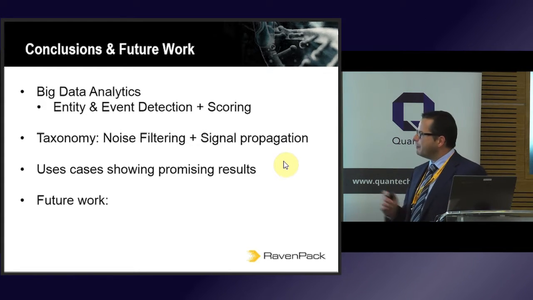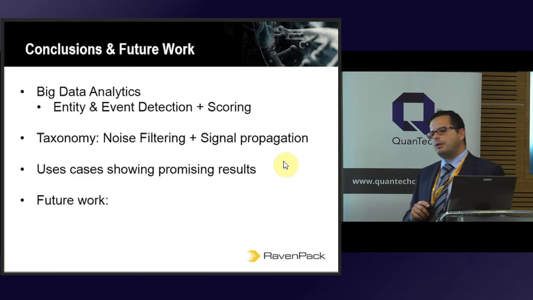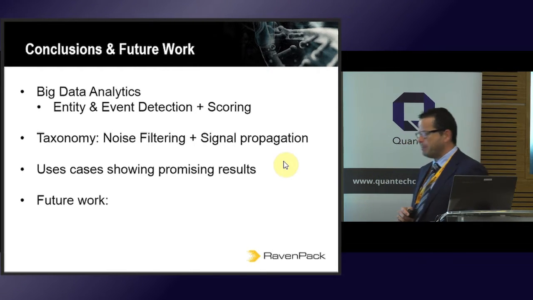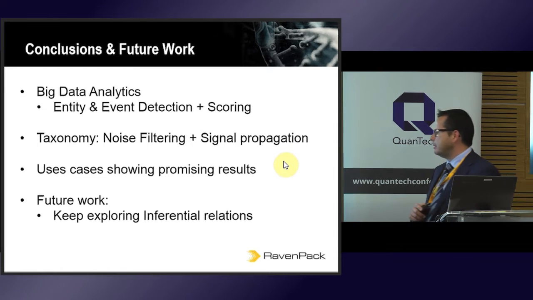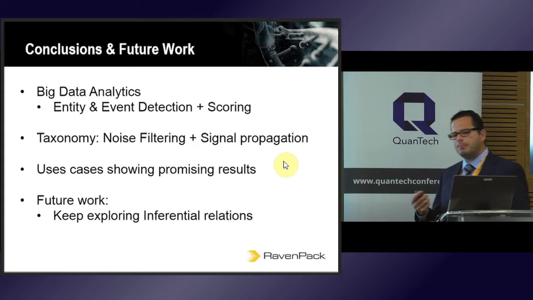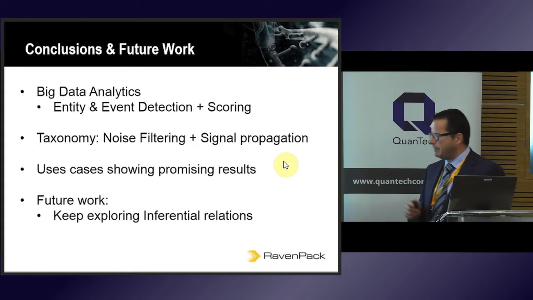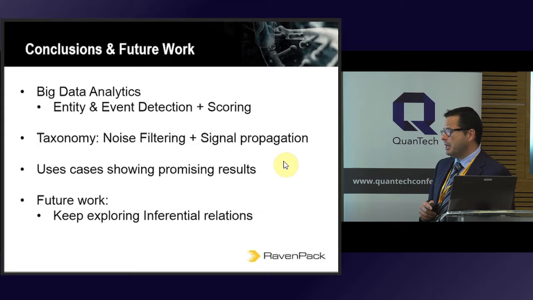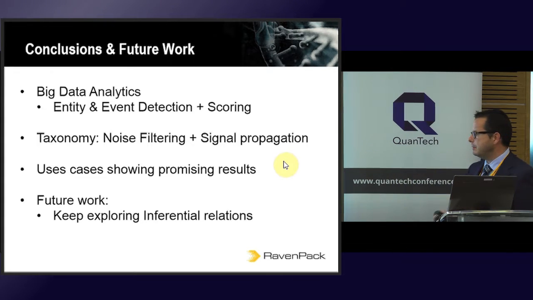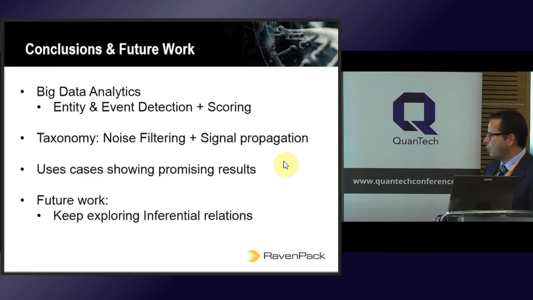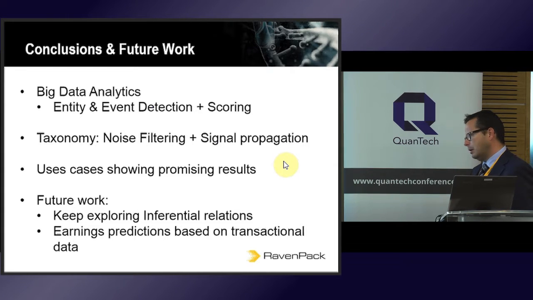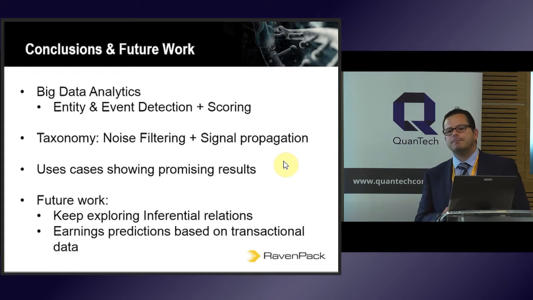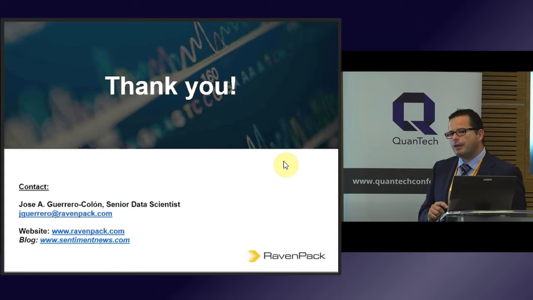As future work, apart from trying to expand this thematic indicator idea into other themes like insider trading, analyst rating, the most impactful ones, we want to keep exploring the inferential relationships, trying to find patterns across the taxonomy, because we believe that it will have a strong impact on the strategies, as we will be able to position ourselves even before the event is happening. So it's quite challenging, but we are quite optimistic about it. And in other regard, we also want to work on earnings prediction based on transactional data. And that's it. Thank you.